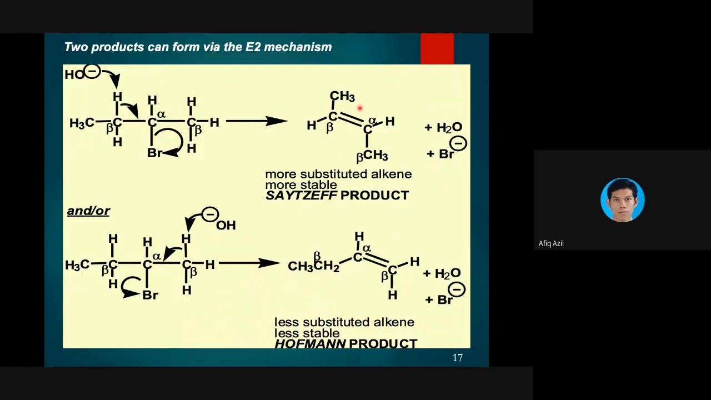So you are going to end up with two types of alkene product, and you have to determine which one is the Zaitsev by checking the number of substituents bonded to the C double bond C. For this one, there are two, CH3 and another CH3. Remember, hydrogen is not considered a substituent. But for this one, the product only has one ethyl group bonded directly to this carbon, while the rest are all hydrogen. So this is considered to have only one substituent. Thus it is less substituted, less stable, hence it is called the Hofmann product.